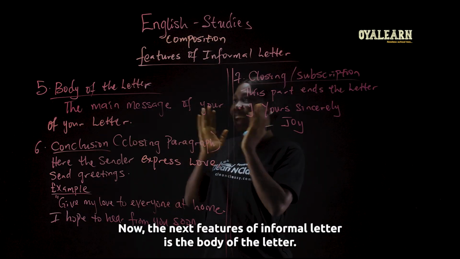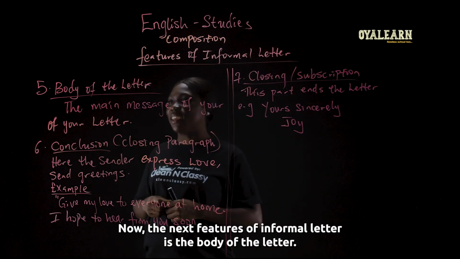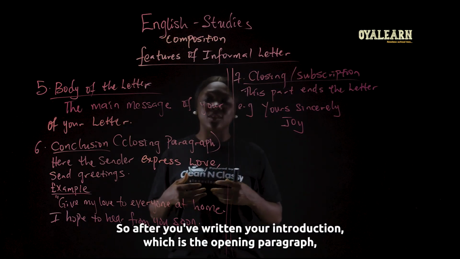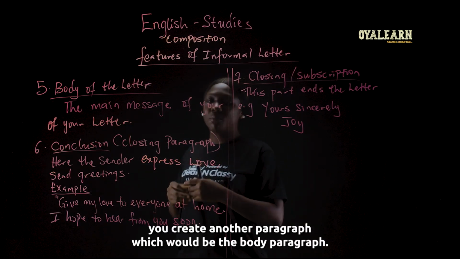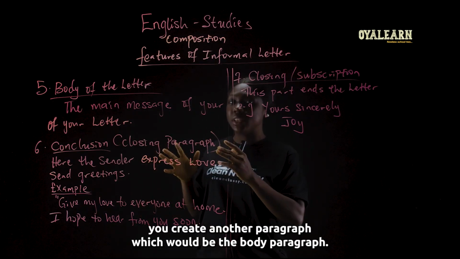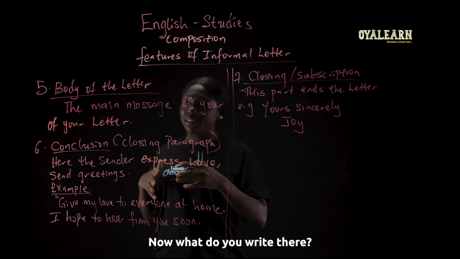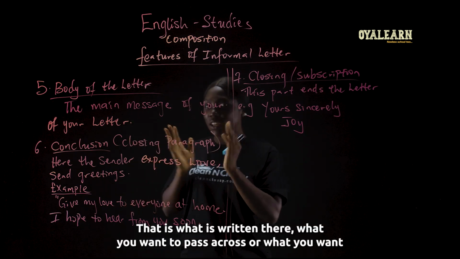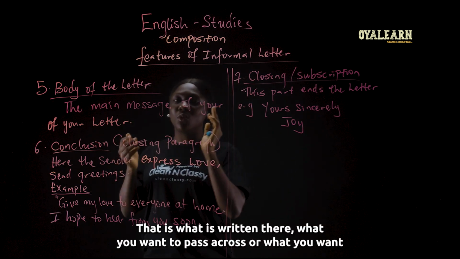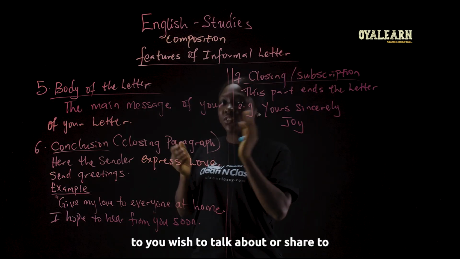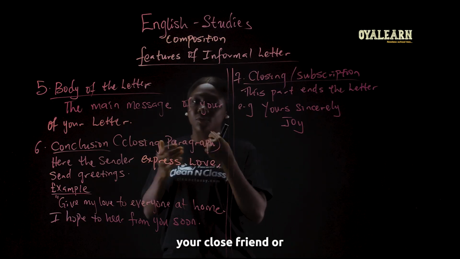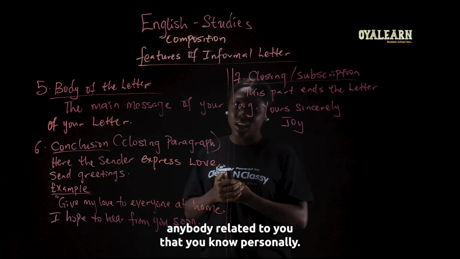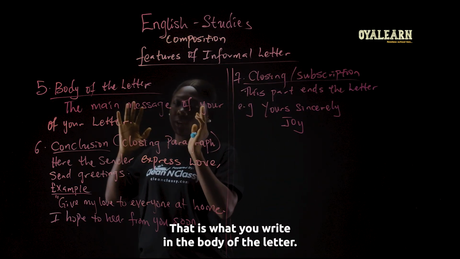All right, now the next feature of an informal letter is the body of the letter. After you've written your introduction, which is the opening paragraph, you create another paragraph, which would be the body paragraph. Now what do you write there? The main message of your letter. What you want to pass across, or wish to talk about or share with your close friend or anybody related to you that you know personally. That is what you write in the body of the letter.